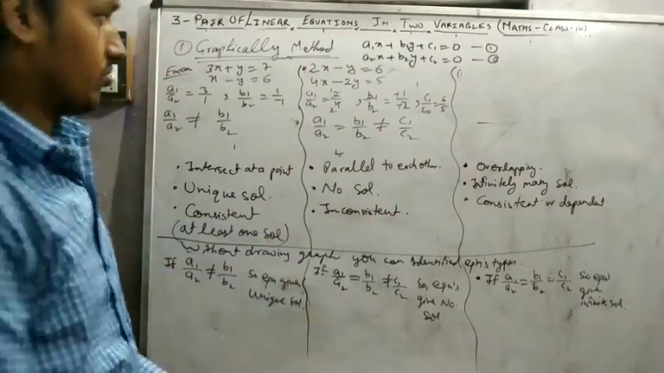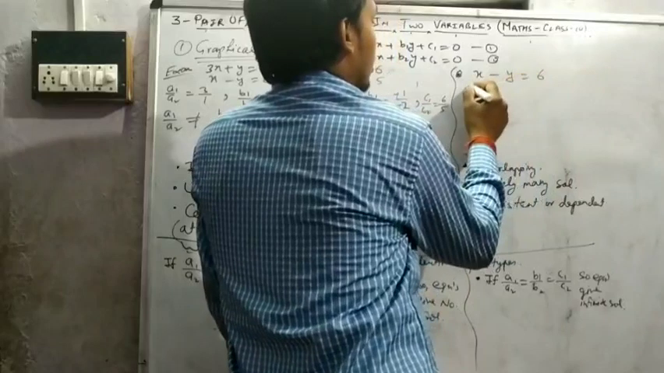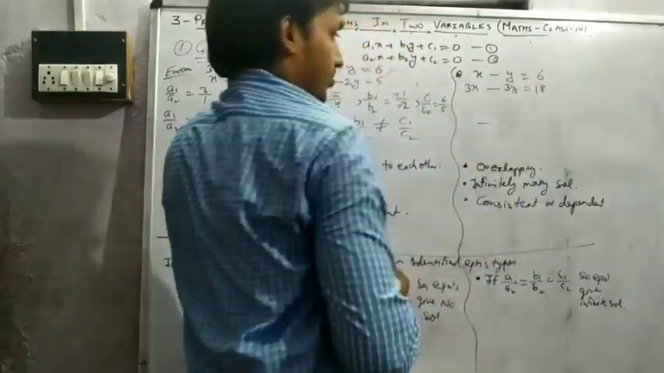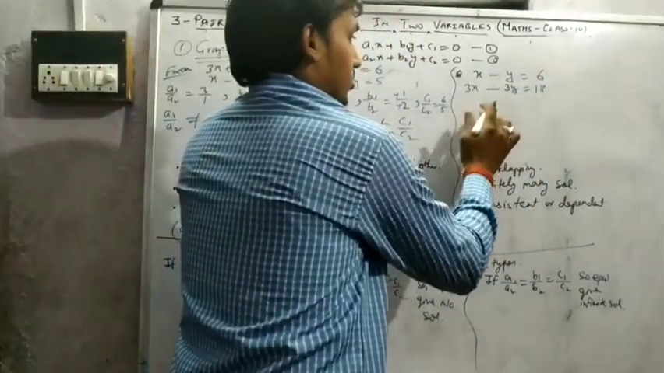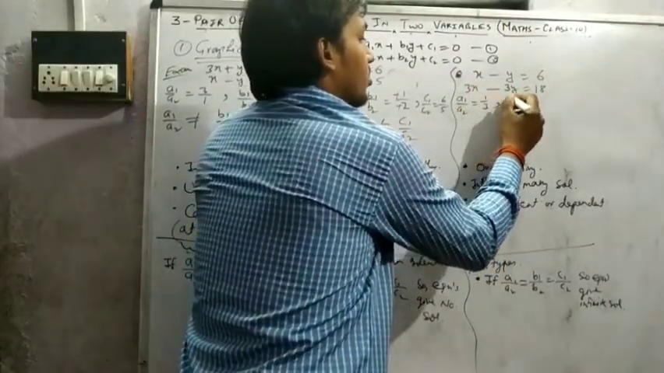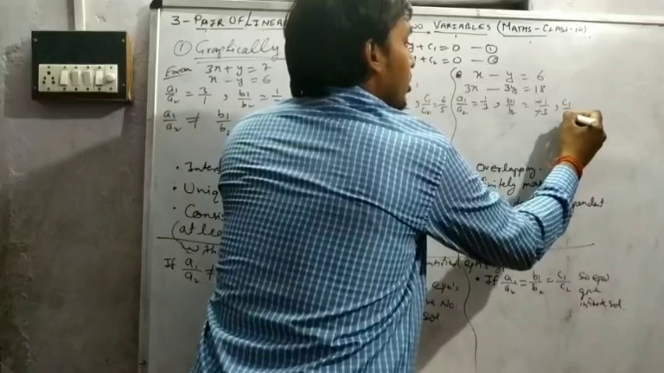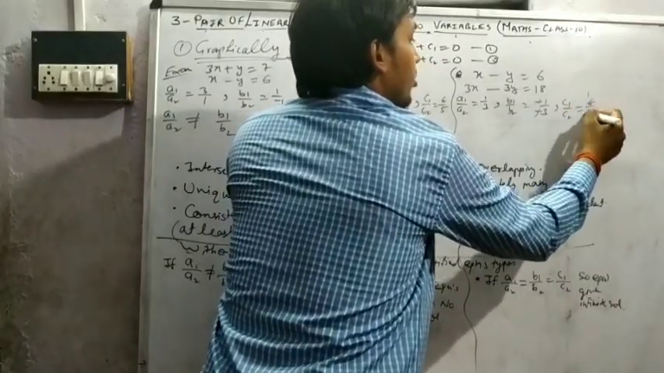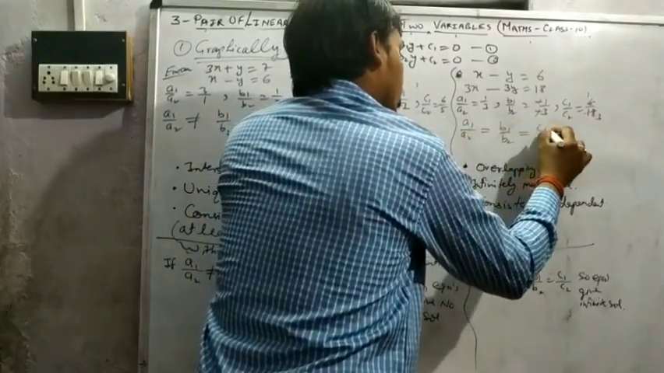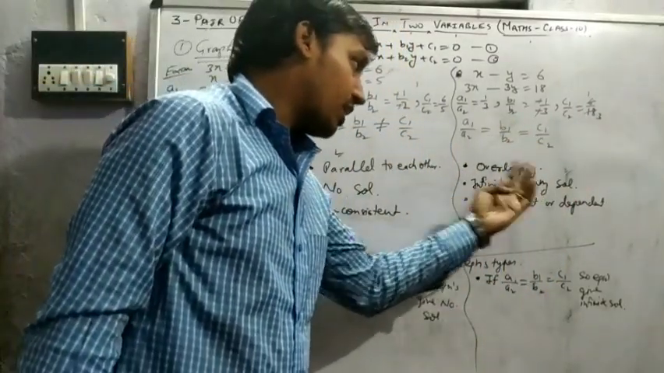This case: x minus y equal to 6, 3x minus 3y equal to 18. I am taking examples. A1 upon A2, 1 by 3. B1 upon B2, minus 1 by minus 3, cancel, 1 by 3. Then you find C1 upon C2, 6 by 18, 1 by 3. A1 upon A2 is equal to B1 upon B2 and is also equal to C1 upon C2. So, overlapping. The equations give infinitely many solutions.